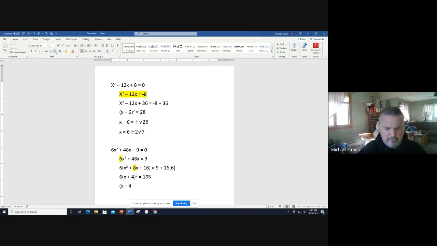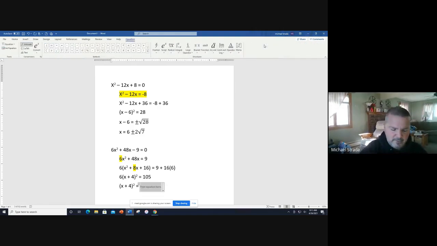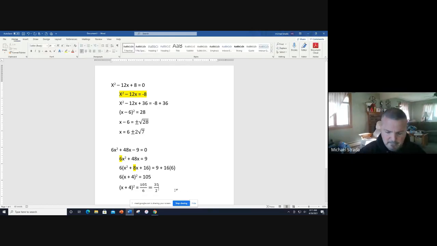You're then going to divide both sides by whatever that lead coefficient is. In this case, 6. So 105 divided by 6. 3 goes into both the top and the bottom. So you've got 35 over 2.